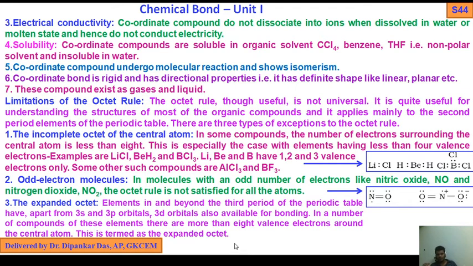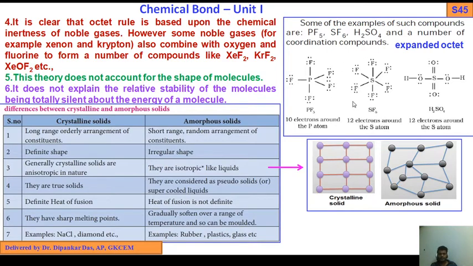So what we have seen: fewer than 8 electrons, the incomplete octet of the central atom; more than 8 electrons, the expanded octet; and the odd electron system. So there are three types of exceptional cases. Expanded octet means more than 8 electrons are present, NO2 and NO have odd electrons, and here fewer than 8 electrons. Now come to the expanded octet.